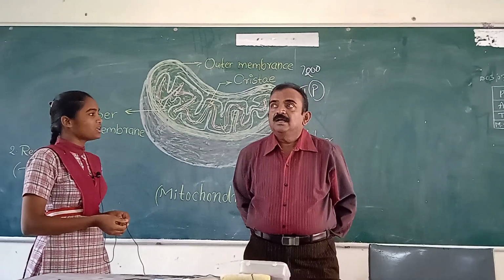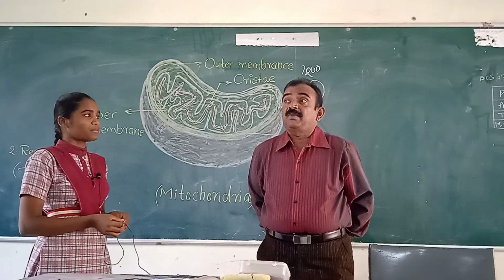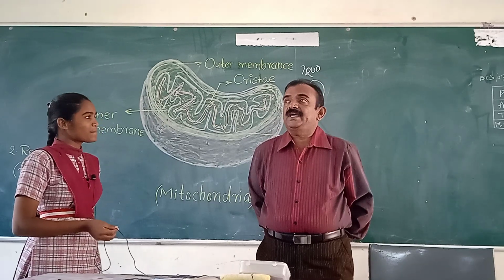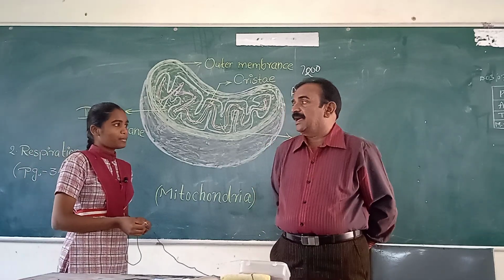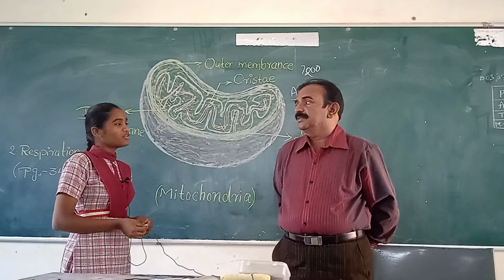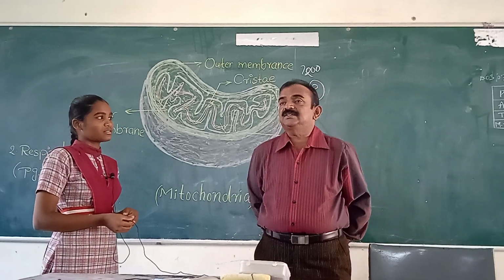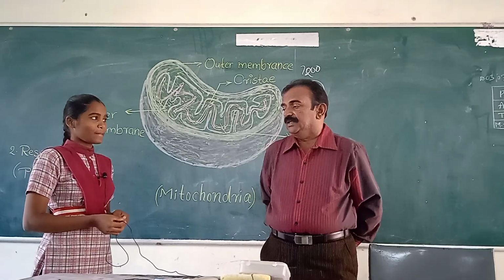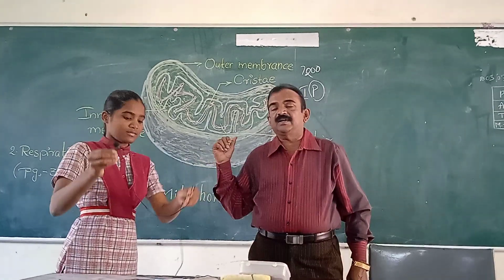Mitochondria are also called the powerhouse of a cell. And they store energy in the form of ATP. ATP are called the energy currency of the body. Every ATP, when it breaks, gives 7200 calories or 7.2 kilocalories. Good. So that is a brief description regarding mitochondria.